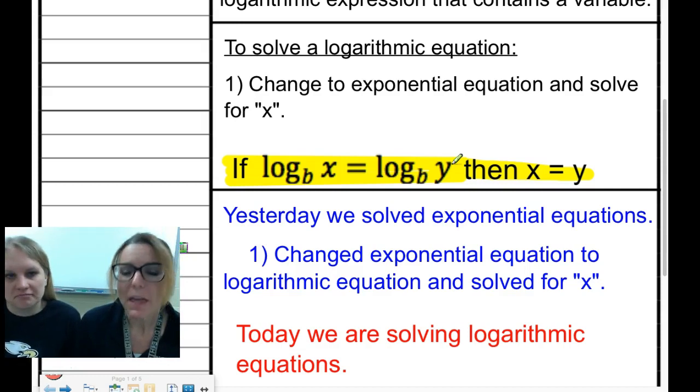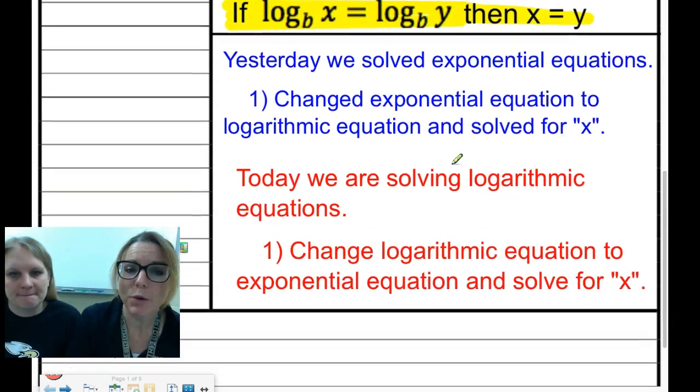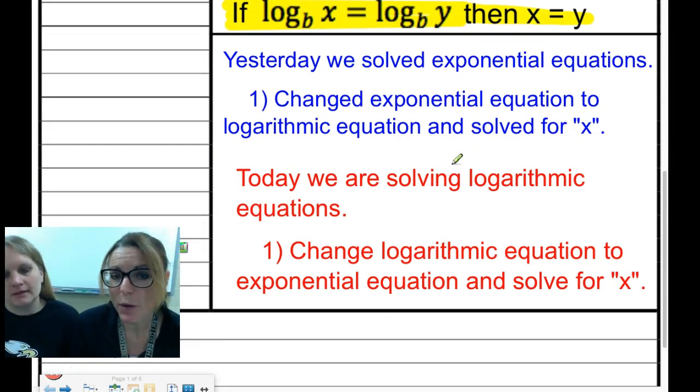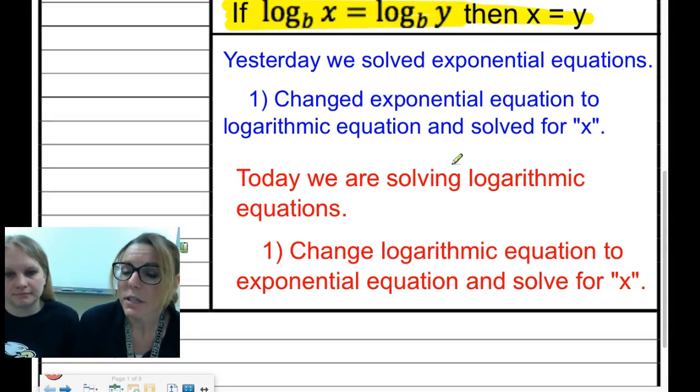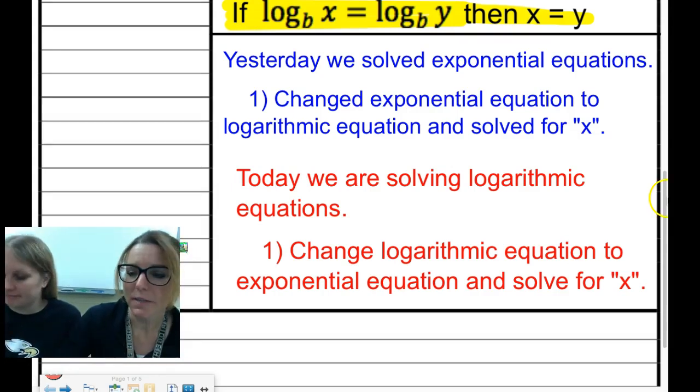That makes sense. So yesterday, like Miss Boyd said, we solved exponential equations. What we did is we changed the exponential equation to a log equation and solved for x. Today, we're doing the reverse. So we're solving log equations. Therefore, we're going to change the log equation to exponential and solve. Pretty darn easy.